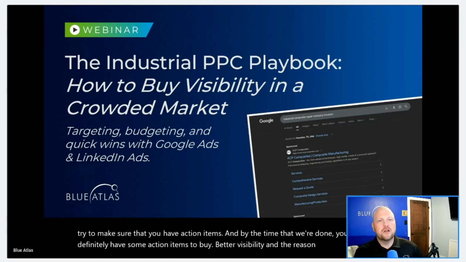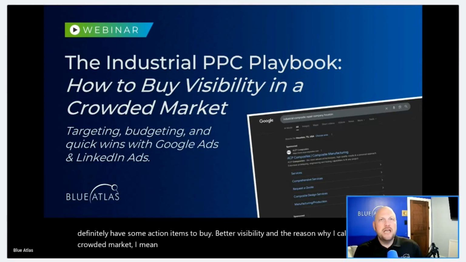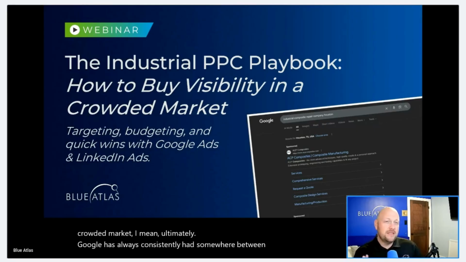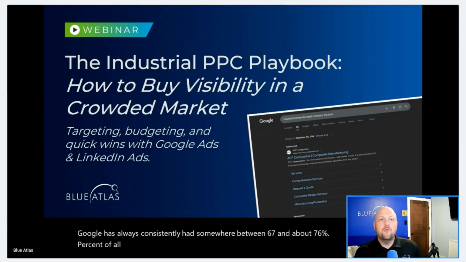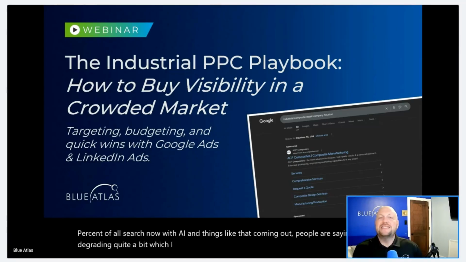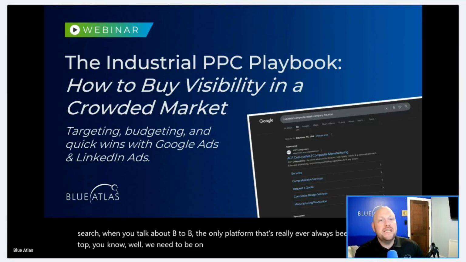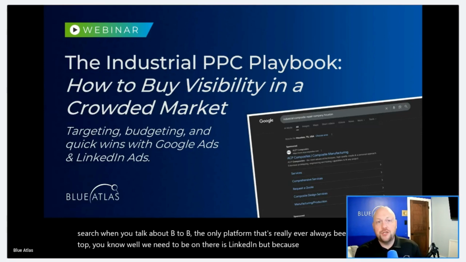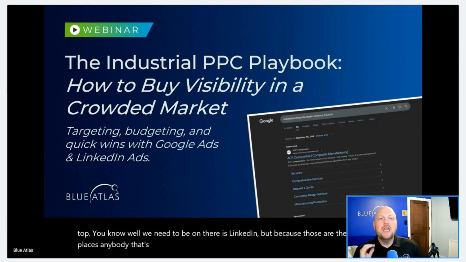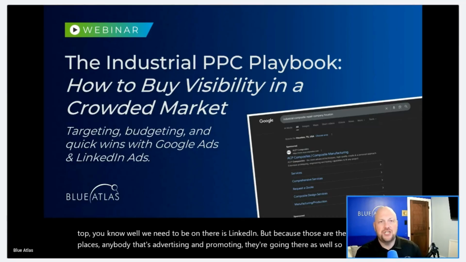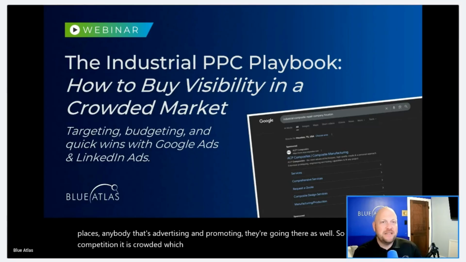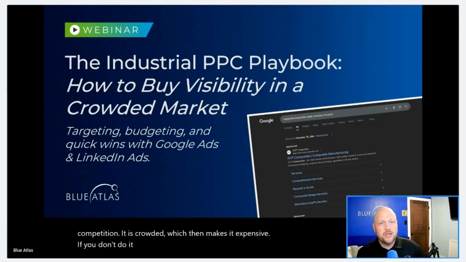And the reason why I call it a crowded market, ultimately, Google has always consistently had somewhere between 67 and about 76% of all search. Now with AI and things like that coming out, people are saying that is degrading quite a bit, which I do agree with. It's still a massive player when you talk about search. When you talk about B2B, the only platform that's really always been at the top, the one we need to be on, is LinkedIn. But because those are the two go-to places, anybody that's advertising and promoting is going there as well. So you do have competition. It is crowded, which then makes it expensive if you don't do it right. And those are the things that we're going to cover today.